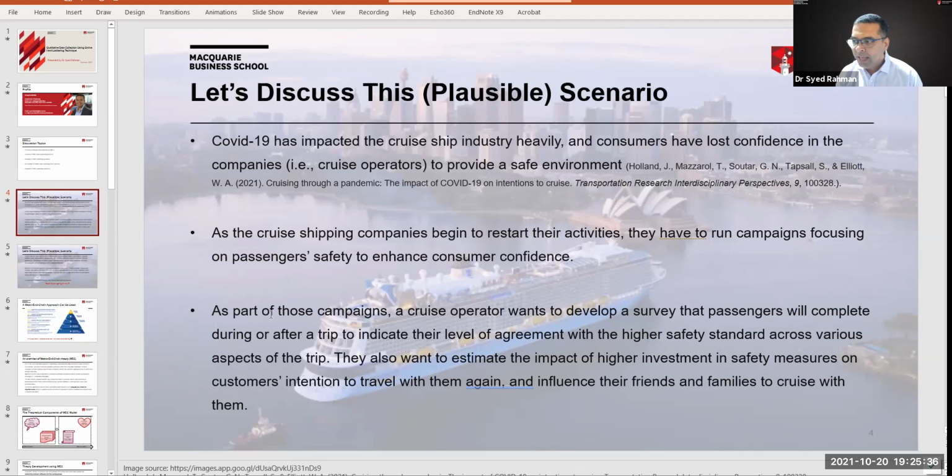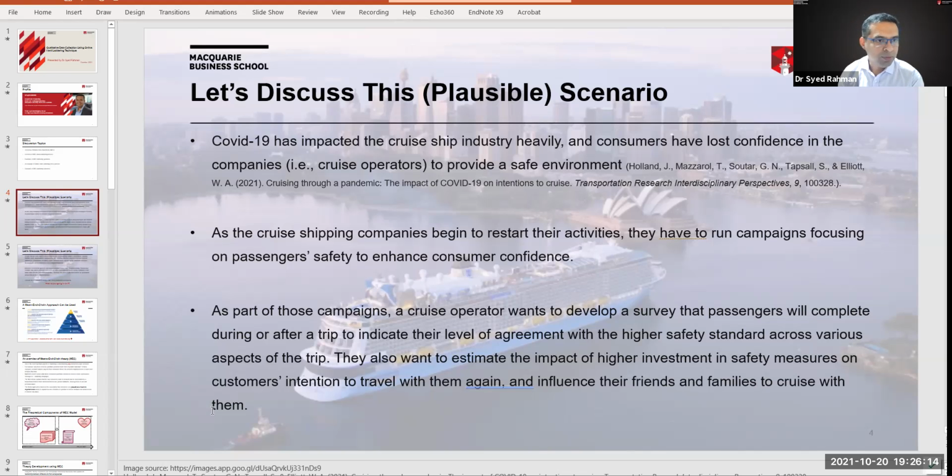We agree. As part of those campaigns, a cruise operator wants to develop a survey that passengers will complete during or after a trip to indicate their level of agreement with the higher safety standard across various aspects of their trip. They also want to estimate the impact of higher investment in safety measures on customers' intention to travel with them again and influence their friends and family to cruise with them.